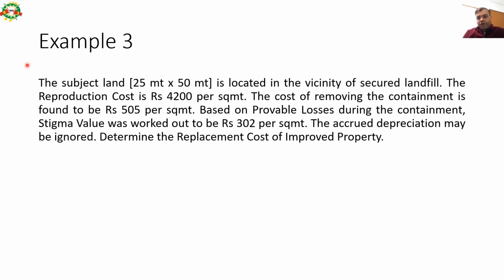The reproduction cost is rupees 4,200 per square meter. The cost of removing the contamination is found to be rupees 505 per square meter. Based on provable losses during the contamination, stigma value was worked out to be rupees 302 per square meter. The accrued depreciation may be ignored. Determine the replacement cost of the improved property.